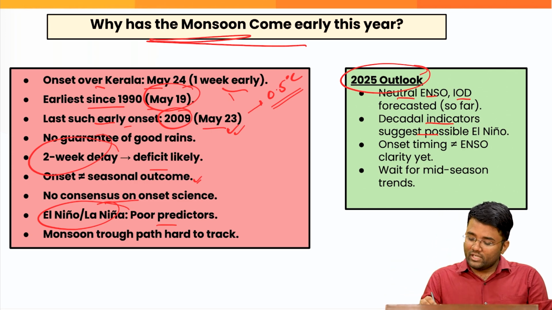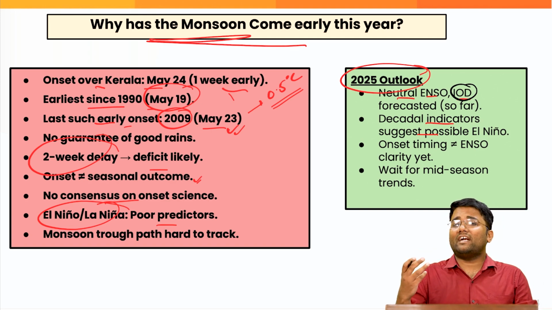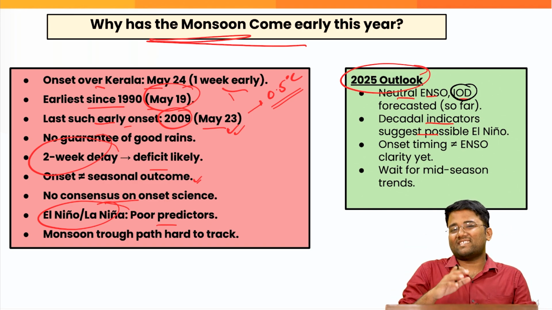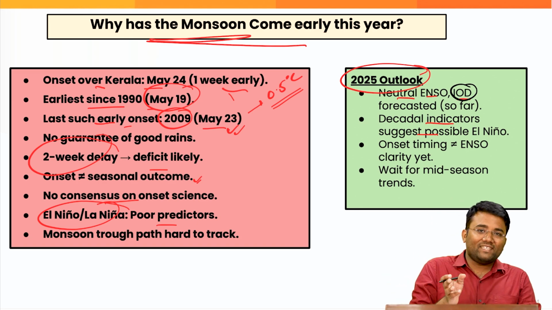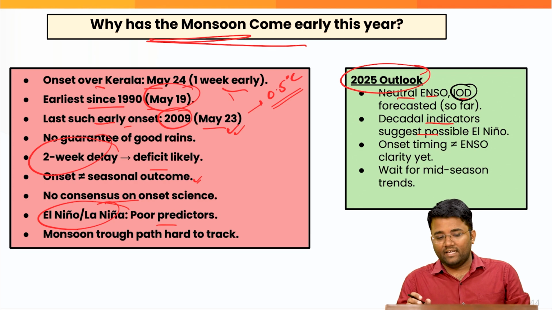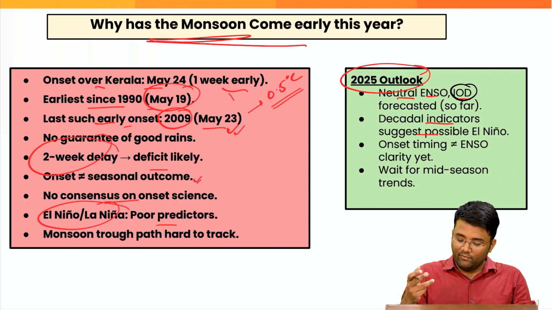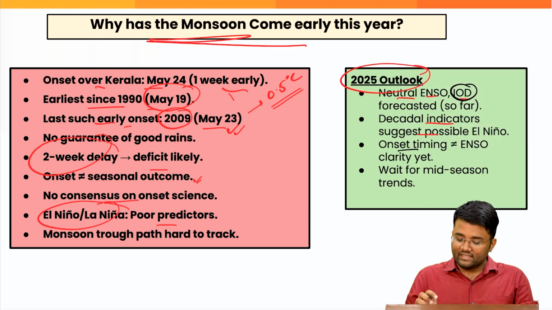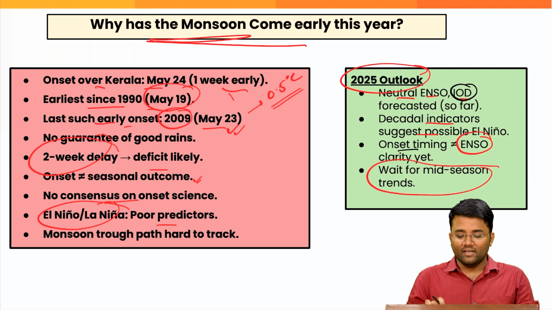Also, the Indian Ocean dipole, or IOD, is a pattern in which the Indian Ocean is marked by sea surface temperature changes, where there is a difference in sea surface temperature between the western and eastern parts of the Indian Ocean. A positive Indian Ocean dipole is where the west is warmer compared to the eastern side. It enhances the Indian monsoon, as compared to the negative Indian Ocean dipole, which negatively impacts the Indian monsoon, right? So as of now, we do not have any clarity about the onset timing, and we do not have much clarity about the El Nino Southern Oscillation. We will have to wait for our mid-season trends.